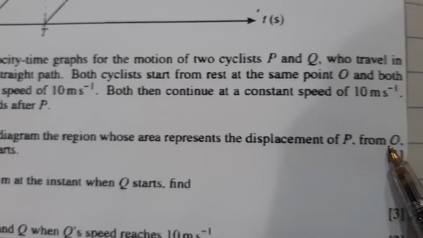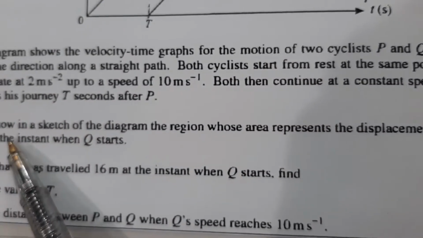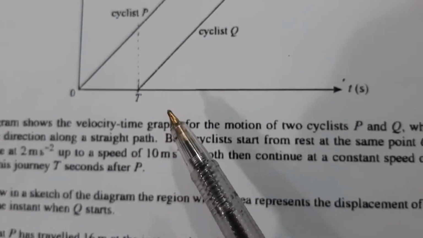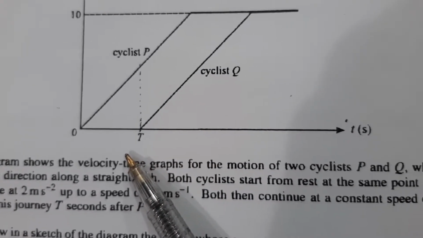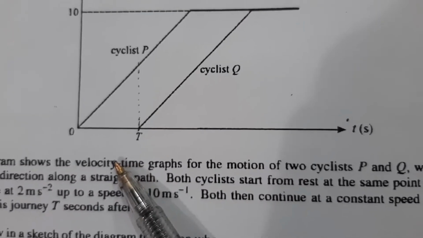So first of all, the question is saying show on the sketch the region which represents the displacement of P from O when Q starts. It simply means how much distance from O the cyclist P has covered when Q starts.